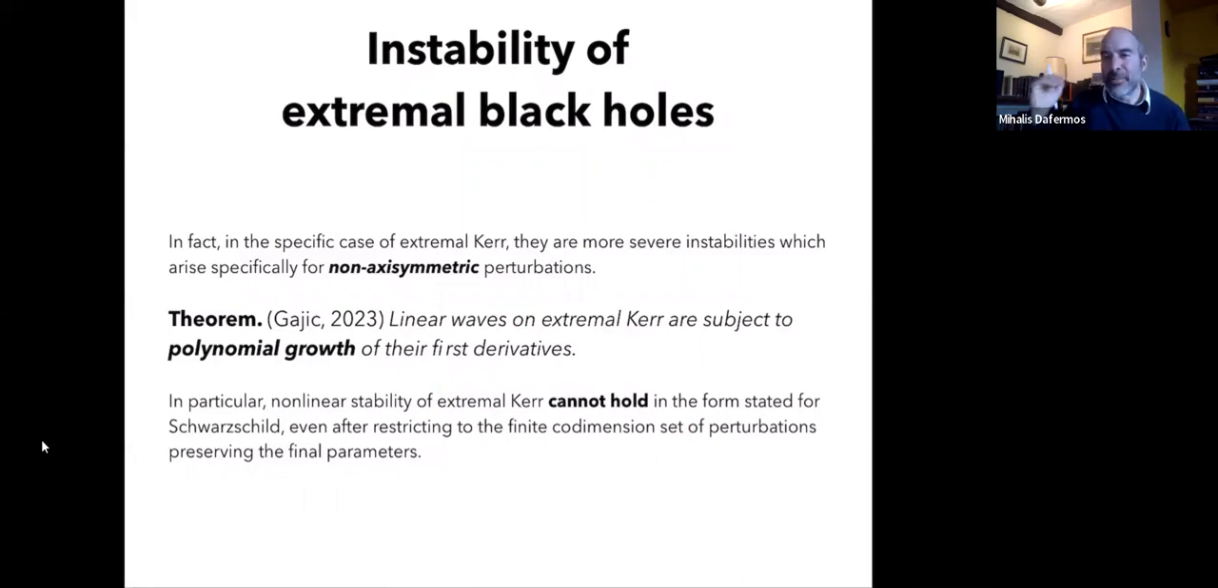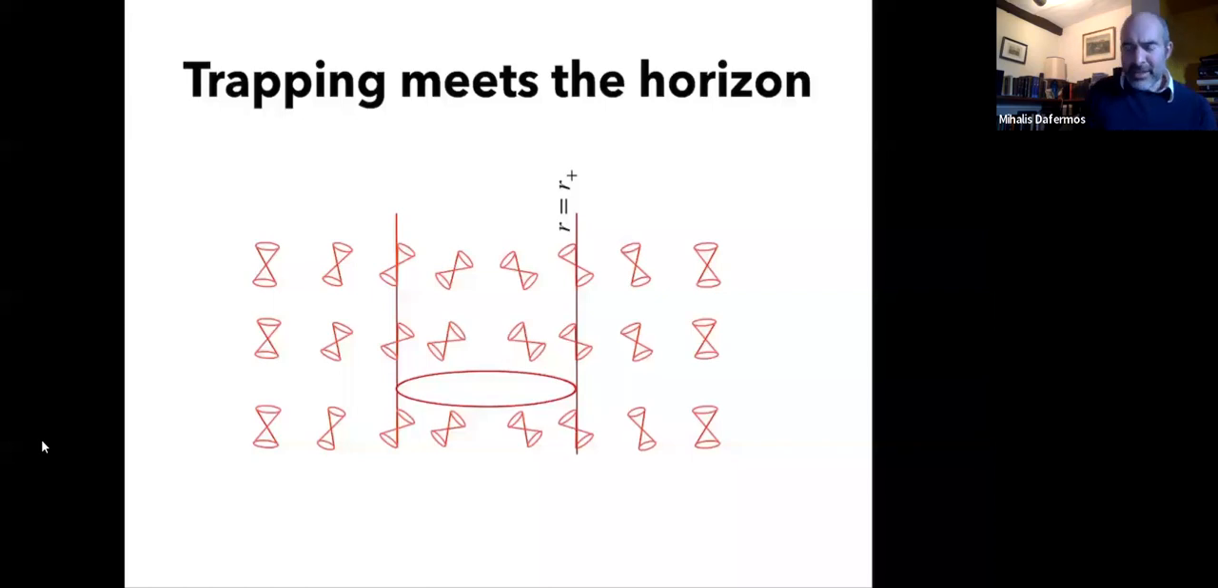It turns out that in the specific case of extremal Kerr, there are even worse instabilities than the Aretakis instability. Very recently, Gajic has discovered that if we look at non-axisymmetric perturbations of extremal Kerr, then not only do first derivatives of wave equations not decay on the horizon, but they actually grow polynomially, already first derivatives of perturbations. This result tells you that nonlinear stability of extremal Kerr cannot hold, at least in the form that it holds for Schwarzschild, even if we restrict to the finite codimension set of perturbations which preserve the finite parameters. This effect behind this recent result of Gajic is maybe more tricky to explain.